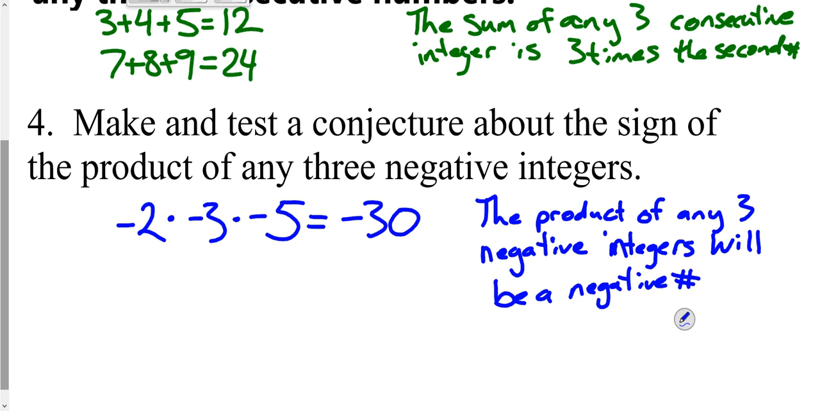So the product of any three negative integers will be a negative number. And we could test that with three more numbers. -1 times -4 times -2. Just keeping the numbers nice and small for mental math. -1 times -4 is going to give you +4. And +4 times -2 is going to give you -8. So our answer stayed negative. So we're able to test that conjecture as well. So the product of any three negative integers will be a negative number, was my conjecture.